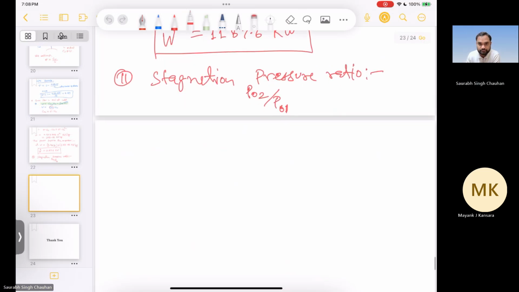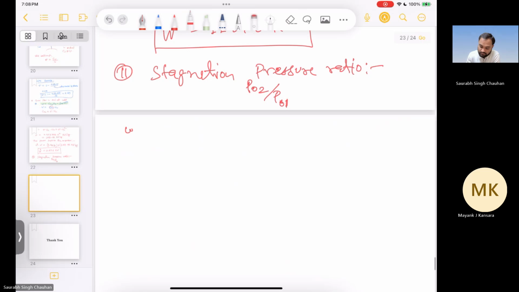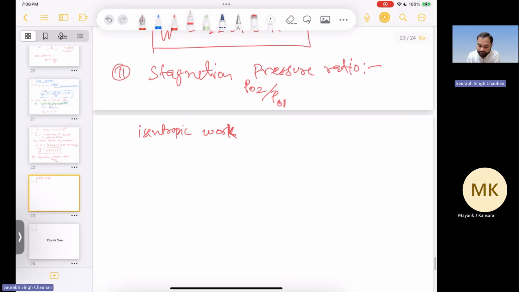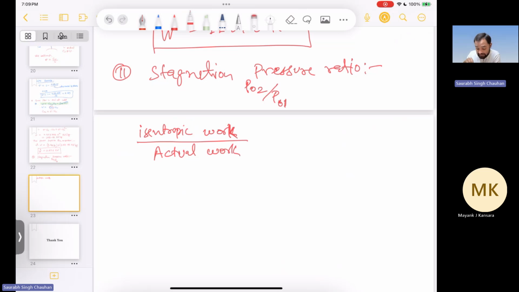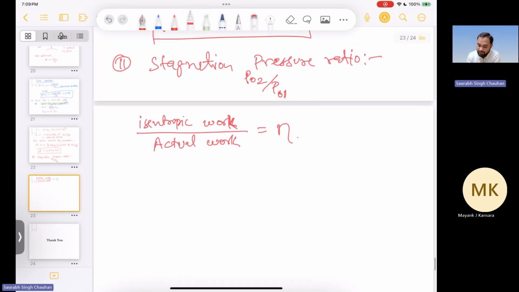Isentropic work will be less than the actual work, because in actual work you have to provide some more work input because there are some losses. But in the isentropic case there are no losses, so that work is less than the actual work. That is basically the definition of efficiency: isentropic work divided by actual work. And actual work you have just calculated.